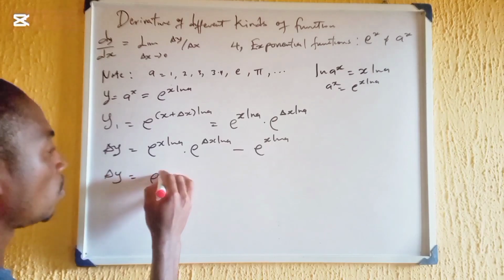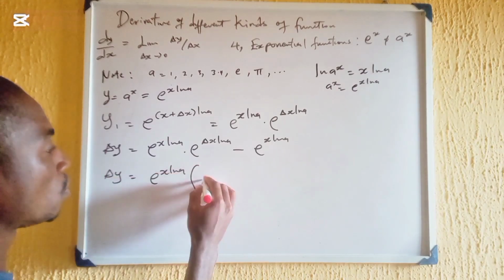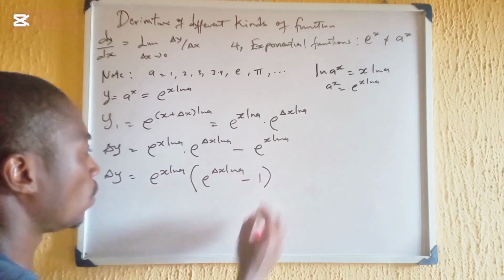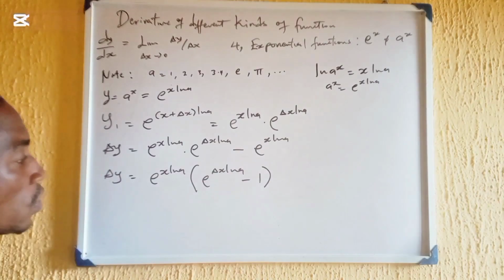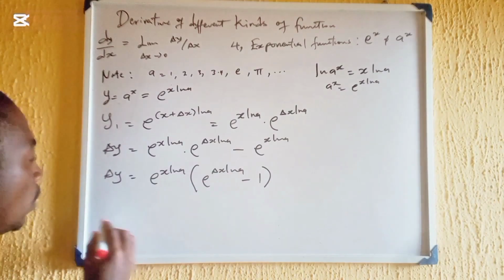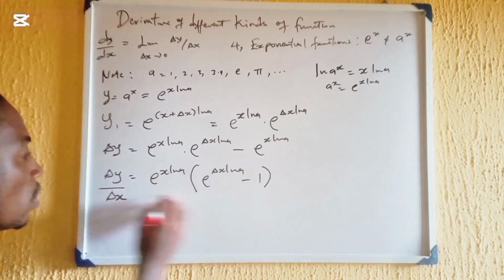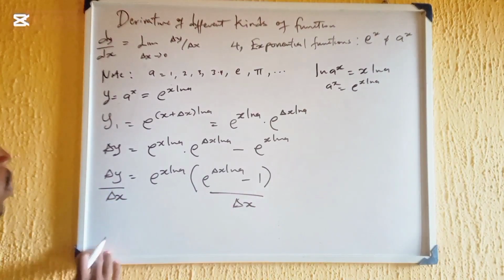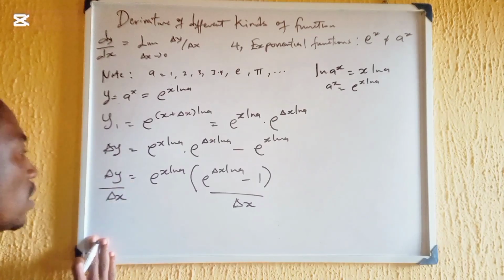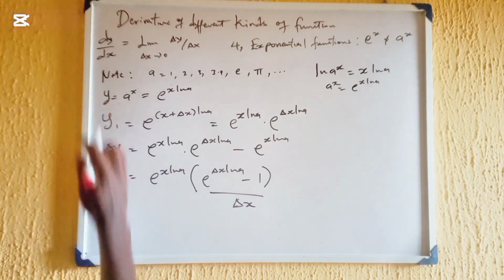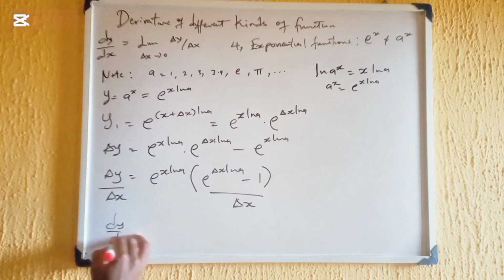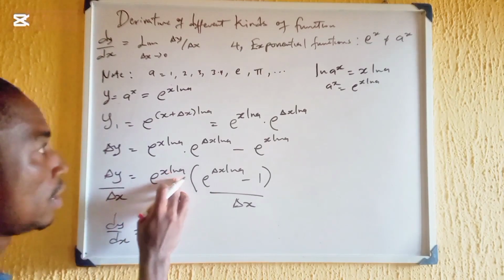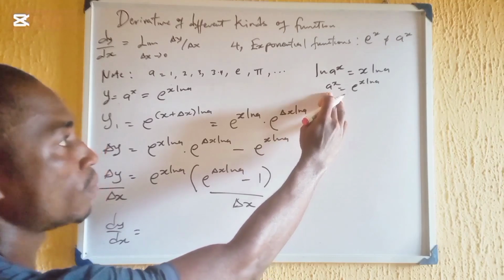We'll be having e to the power x ln a into e to the power change in x ln a minus 1. So we'll be dividing both sides of the equation by change in x. In that case, we'll be having over change in x, then over change in x. So we'll take the limit of change in y over change in x as change in x tends to 0, and that's the same thing as dy dx. So e to the power x ln a is the same thing as a to the power x.